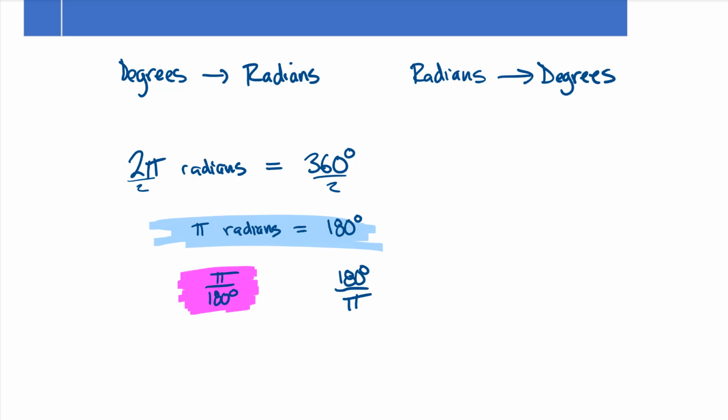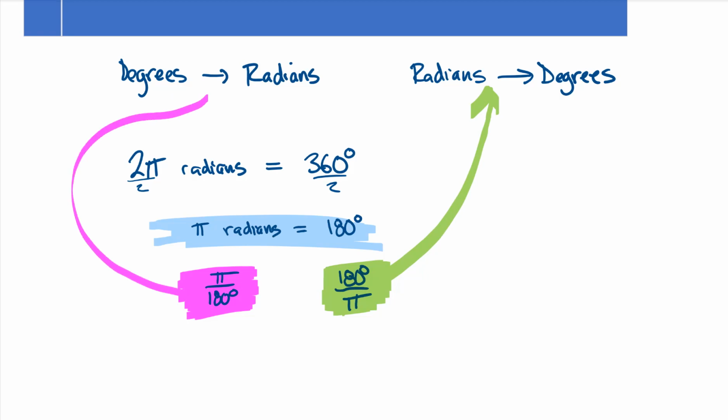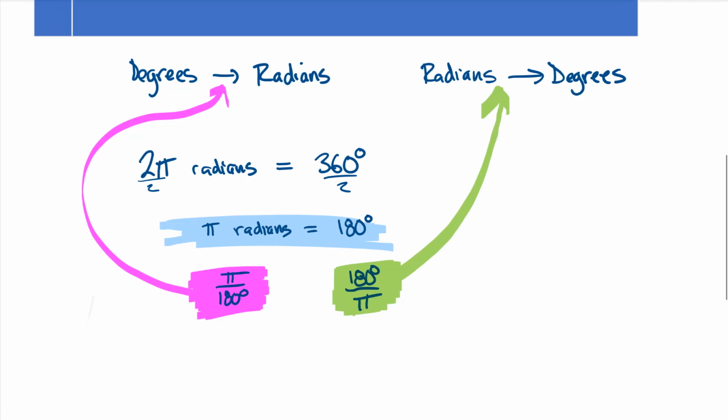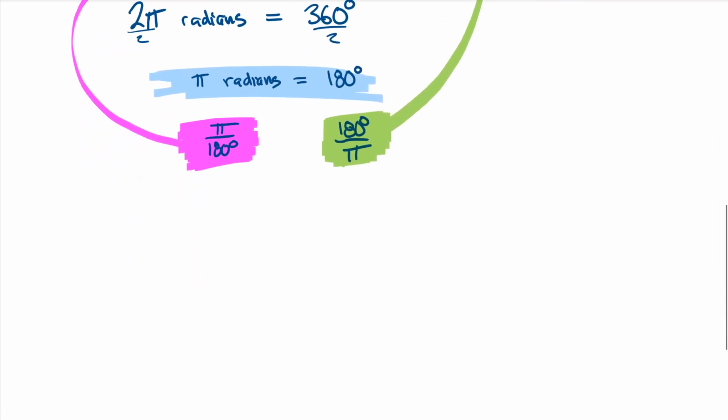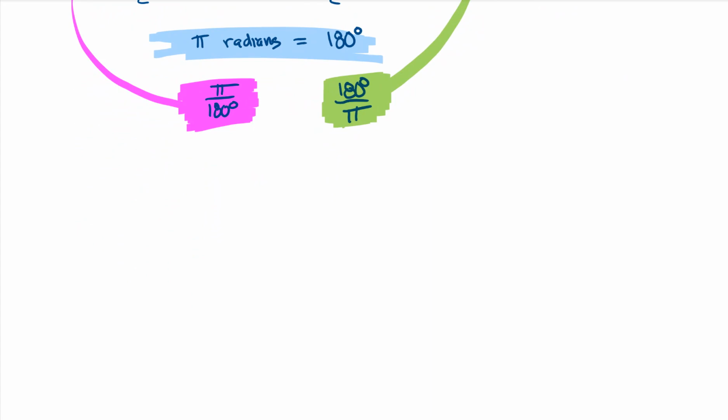If you're in degrees, you'll multiply by what's in purple. If you are in radians and you want to go to degrees, you're going to multiply by this. It's pretty simple. You can get them confused here and there, but there are some quick ways to see how to do these conversions. So let's start off with a nice simple one, the one we already know the answer to. Let's go with 90 degrees, and I want to convert this into radians.